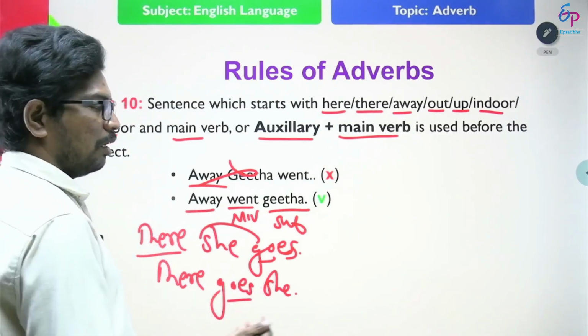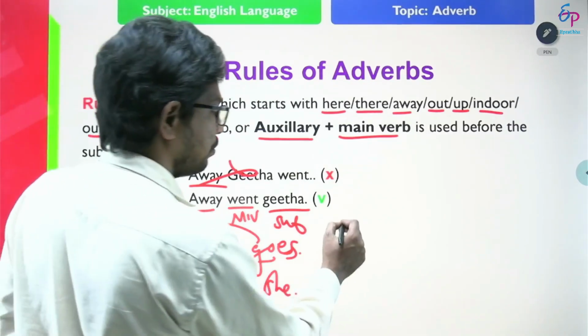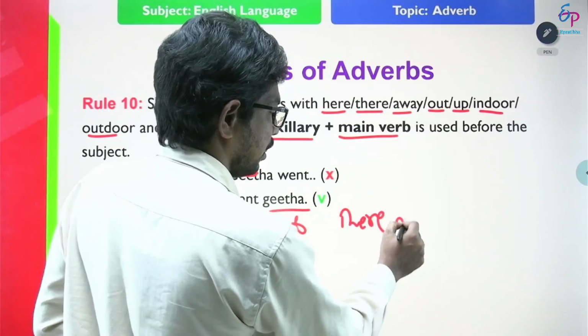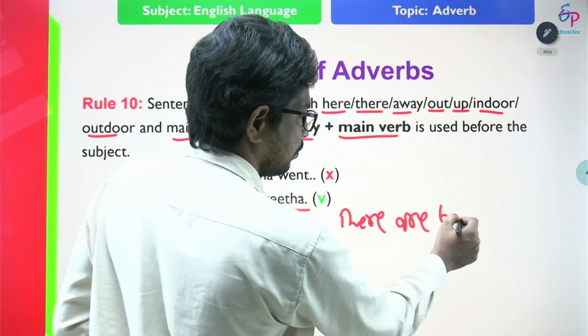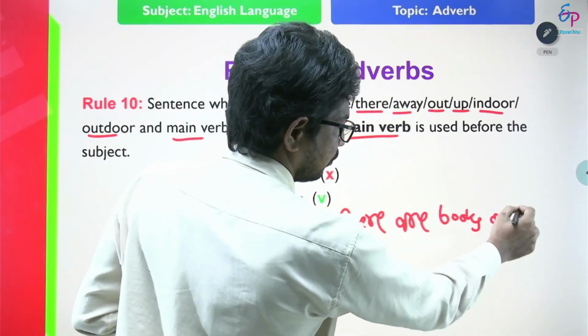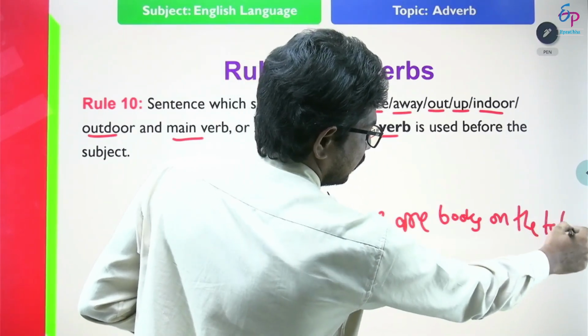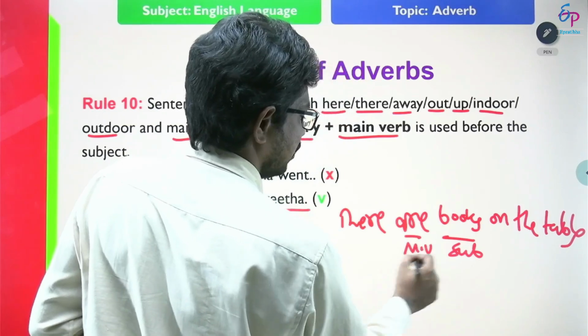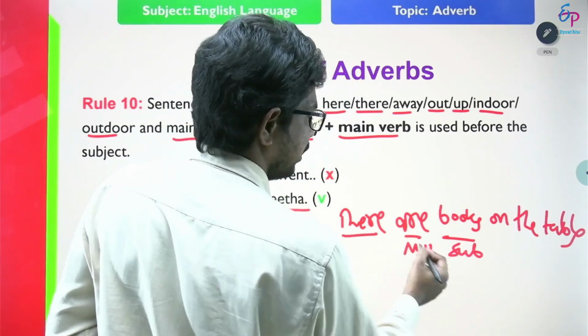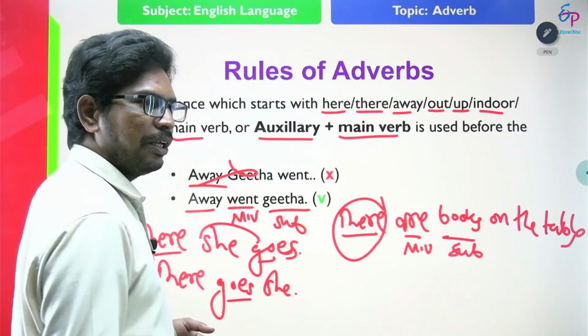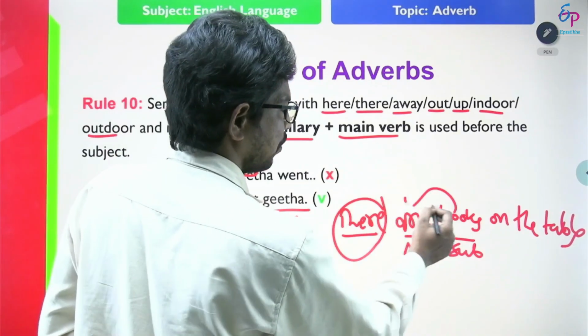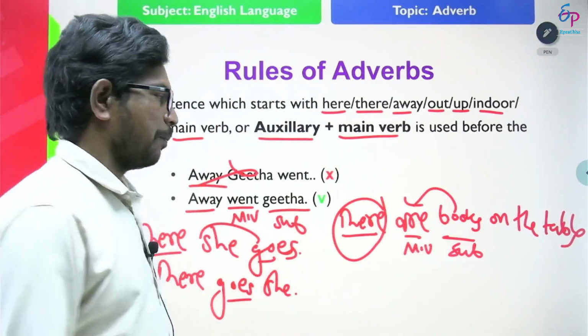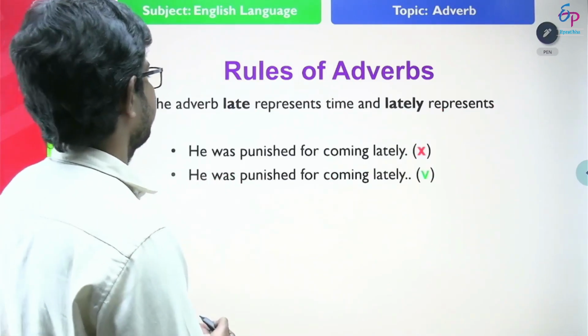So we say there are some books on the table. There are books on the table. Here, what is books? This is the subject. What is are? This is the main verb. And there is an adverb. So whenever the sentence starts with there or here, we have to use the helping verb before the subject. Okay. See the next one.